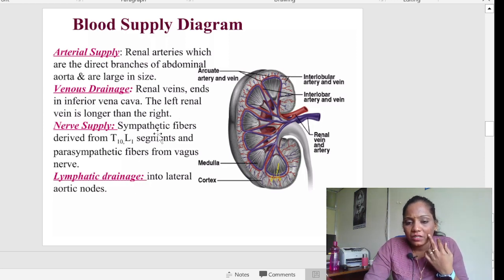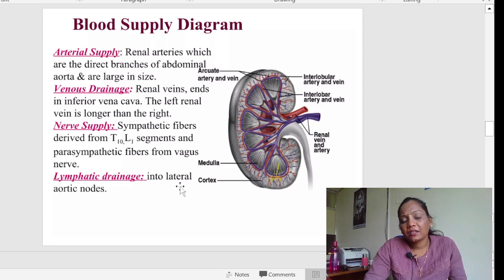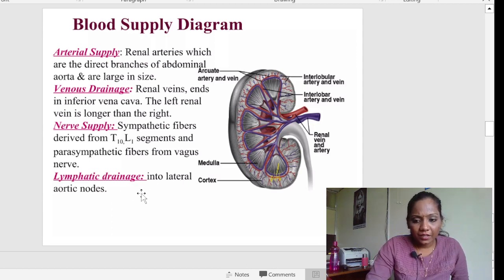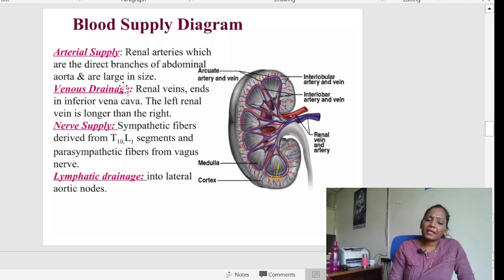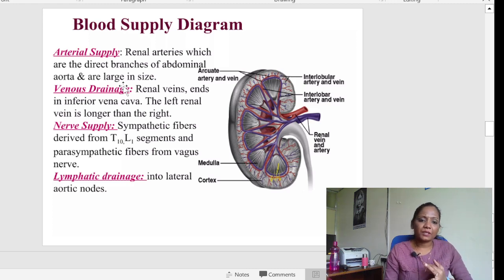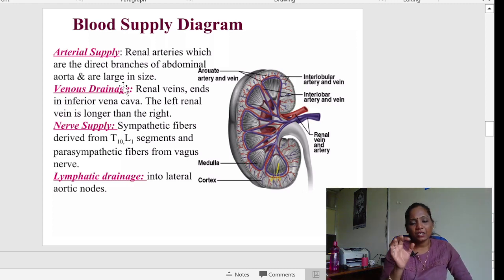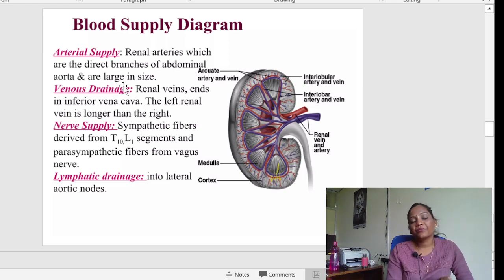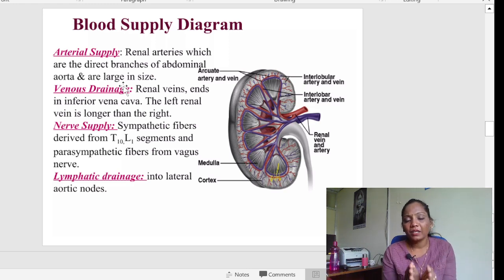Then when we see the nerve supply, for each organ nerve supply will be there. It's the sympathetic fibers derived from thoracic 10 and L1 segments. And lymphatic drainage is likely going to the lateral aortic nodes. So this is about blood supply. In the blood supply you need to write arterial supply, venous supply, nerve supply, and lymphatic drainage. This is the content which is enough for a 15 marks question. This is an anatomy question.